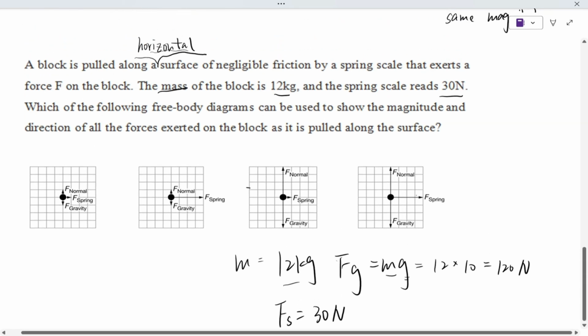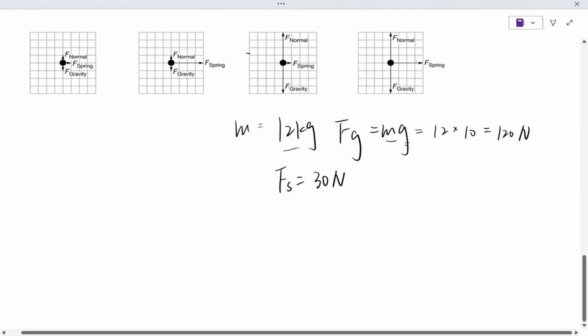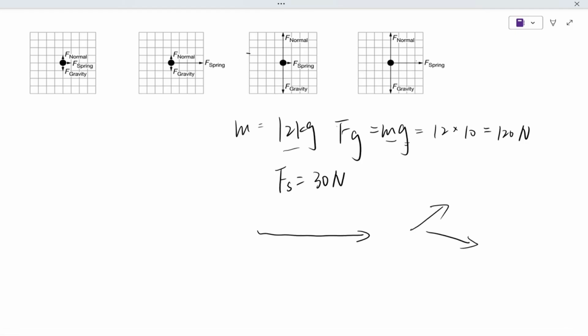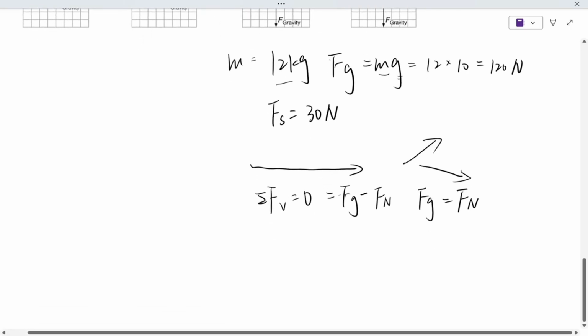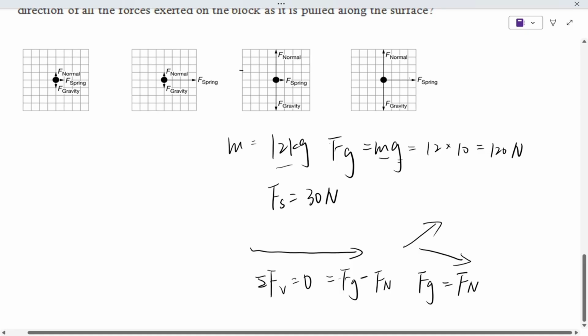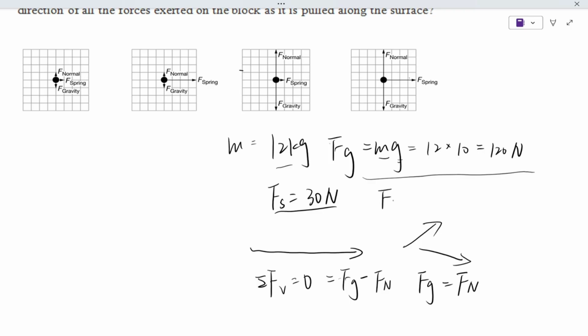Also, the question told you that the block is pulled along a horizontal surface, which means it is moving horizontally. Which means it is not moving upward or downward, so the net force vertically, or the net force of the vertical components of this object, is equal to 0, which is equal to Fg minus Fn. So Fg is actually equal to Fn. We already knew that Fs is 30 newtons and Fg is 120 newtons. From this relationship, we can get that Fg is actually equal to 4 times Fs.